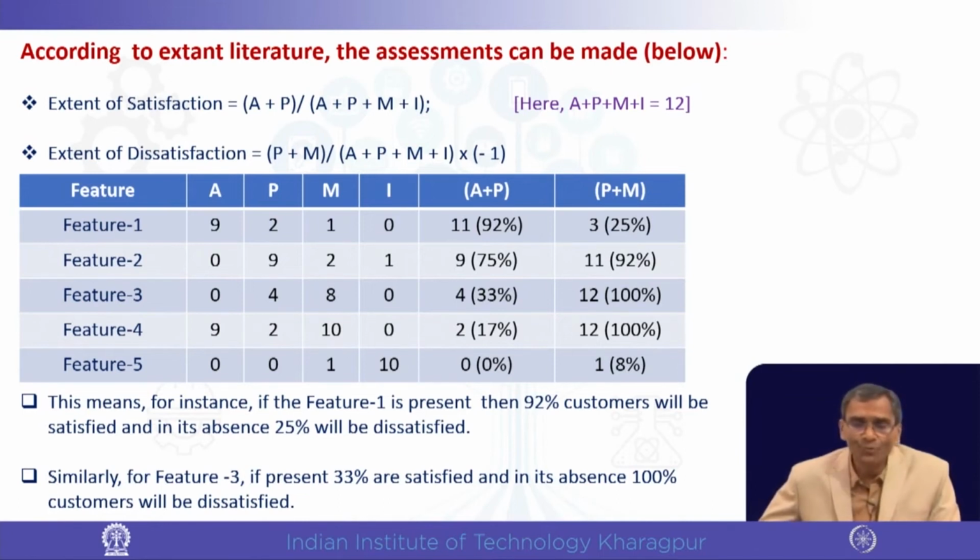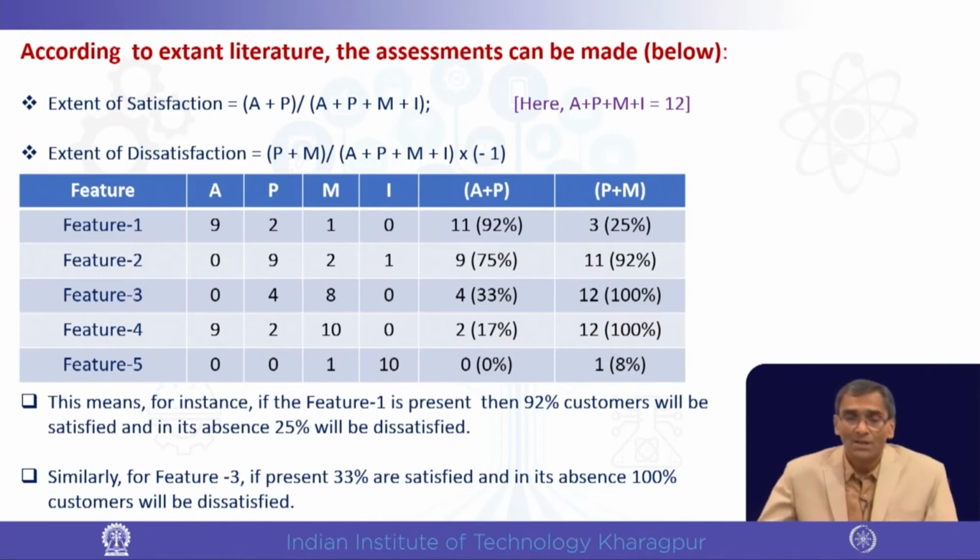Now, if we put the values in this table, which we already had set, we will see for feature 1, A plus P is 11 and P plus M is 3. A is 9 and P is 2, so it is 11. Now, P is 2 and M is 1, so 2 plus 1 is equal to 3. Now, 11 by 12 into 100 is 92% and 3 by 12 into 100 is 25%.